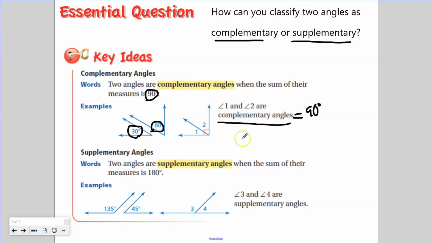90 degrees. Okay. Supplementary angles, on the other hand, these are two angles that when their sum adds up to be 180, right? So we see that 135 plus 45, well, that equals 180 degrees. So you see that angle 3 and angle 4, if you go all the way over, right? That's what we call 180 degrees. And so we say that angle 3 and 4 are supplementary because they add up to be 180 degrees together.